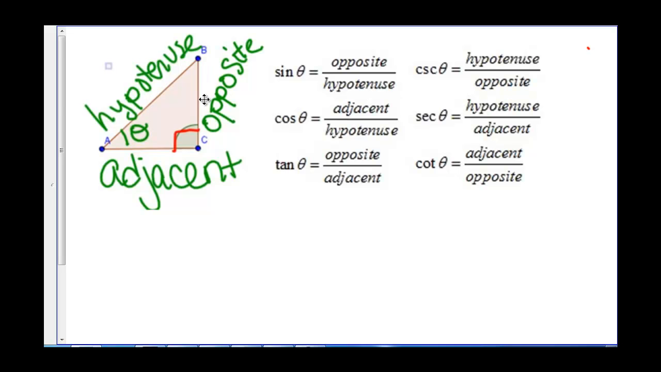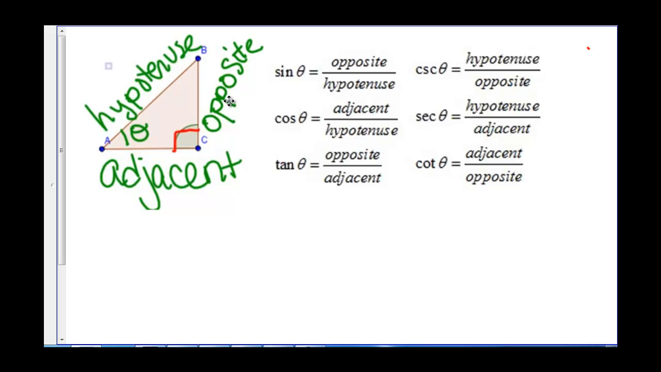So here we have a right triangle with an angle theta, and we have the opposite side, the adjacent side, and the hypotenuse. So here we have the six trigonometric ratios. Sine is opposite over hypotenuse. Cosine is adjacent over hypotenuse. Tangent is opposite over adjacent.